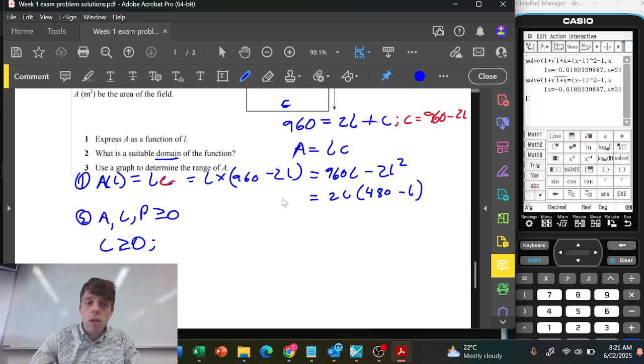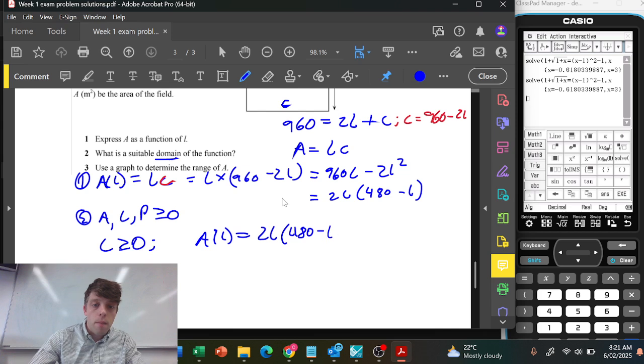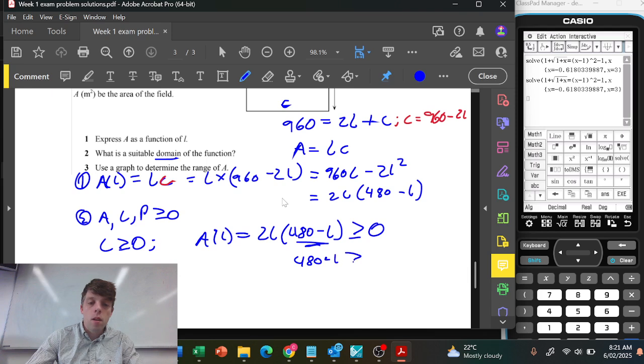So we know straight off the bat that L needs to be greater than or equal to 0. If we look at this equation, we have A of L is equal to 2L times 480 minus L. We know that area also needs to be greater than or equal to 0. So we can put that restriction in there. And we can see when else would this be less than 0. So obviously if L was less than 0, this will be a negative area. But also if we just look at this bit here, 480 minus L greater than or equal to 0. Both of these numbers need to be positive. Of course, if one of them is negative, then we're going to get a negative answer. It won't work.